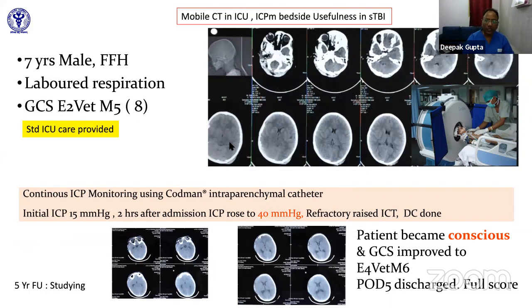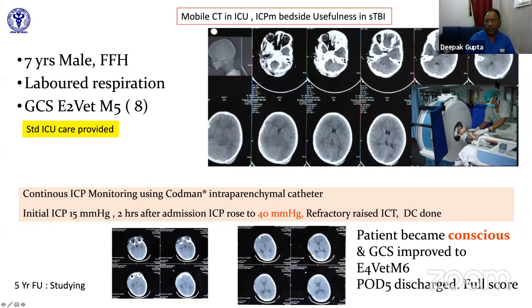This was a very interesting case I want to share with you. A 7-year-old child presented to us with a history of fall from height. He had labored respiration and his GCS was 8. So we provided standard ICU care, and as a part of the protocol, for GCS 8 or below, we insert an intraparenchymal ICP catheter.